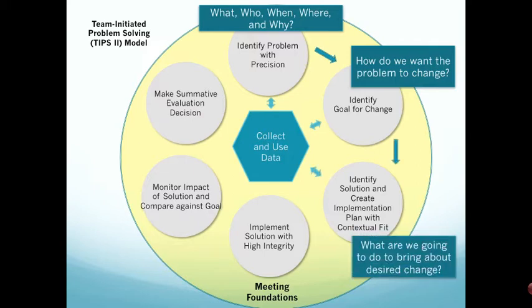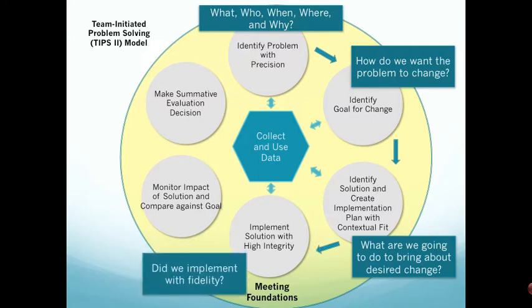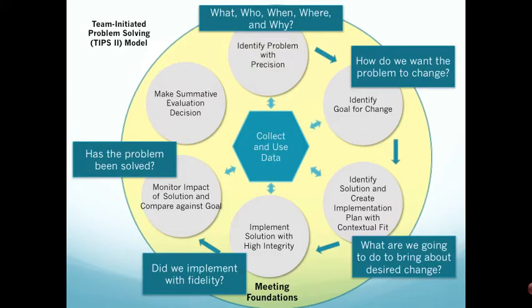At that point, we can then use those precision elements and goal to align solutions to bring about the desired change. We then gather two sources of data: fidelity data, so that we can say that the solutions were put in place, and also outcome data, so that we can monitor the impact of the solution against the goal. In other words, has the problem been solved? Using all these data, we then determine our next steps, which may include recycling through the problem-solving process.